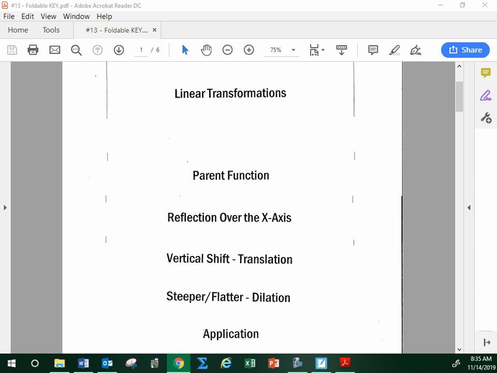Okay. Can I borrow your photo book for demonstration? Thank you. Okay, so you should have blue linear transformations on top. Then next comes the white parent function. Then comes green reflection over the x-axis. Green again, vertical shift translation. Then white, steeper, flatter dilation, and blue application.